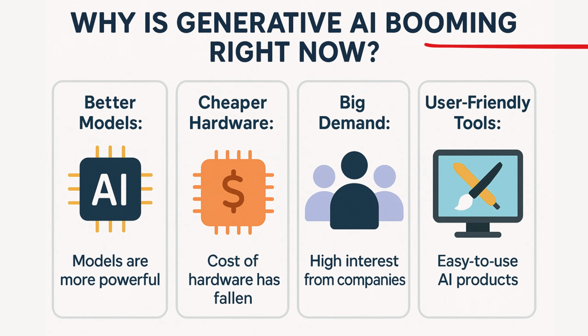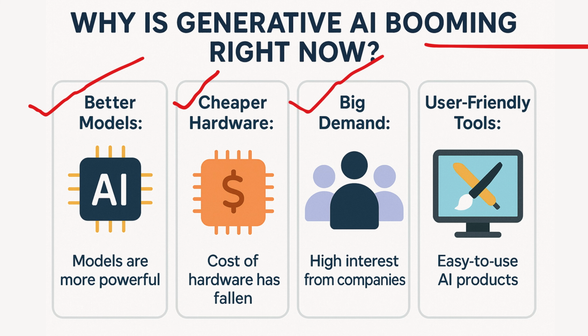So, why is generative AI booming right now? Between 2023 and 2025, generative AI exploded, and here's why. One, better models. We finally have powerful architectures like transformers, used in GPT and DALL-E, that understand language and patterns really well. Two, cheaper hardware. Running AI used to be super expensive. Now, with GPUs and cloud computing, it's more affordable and scalable.